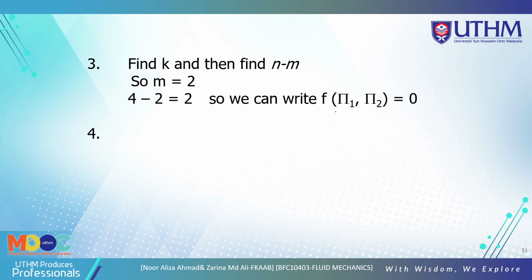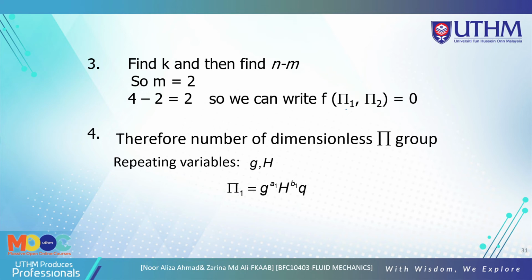So we can write the function with pi 1 and pi 2. Pi 1 uses the repeating variables G and H. So we put pi 1 as G^A1 H^B1 Q, and pi 2 as G^A2 H^B2 P, because Q is a function of G, H, and P. G and H are the repeating variables.